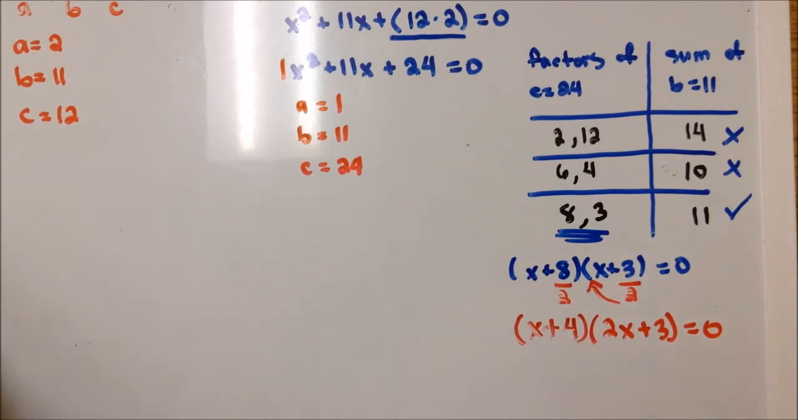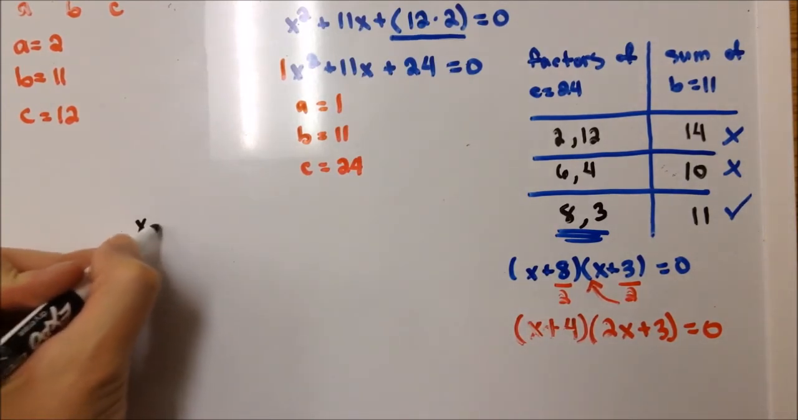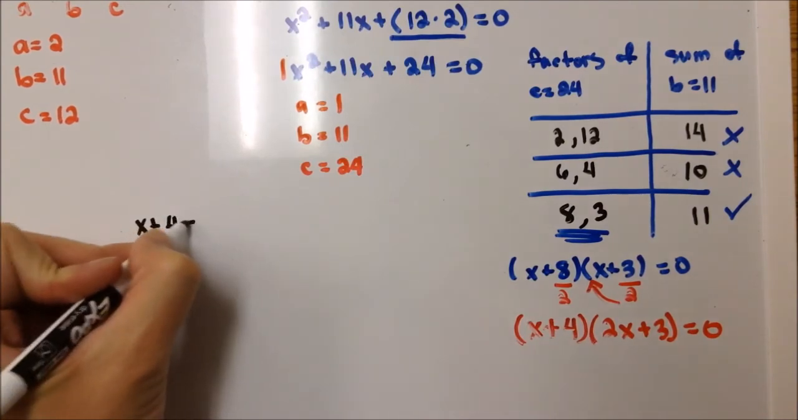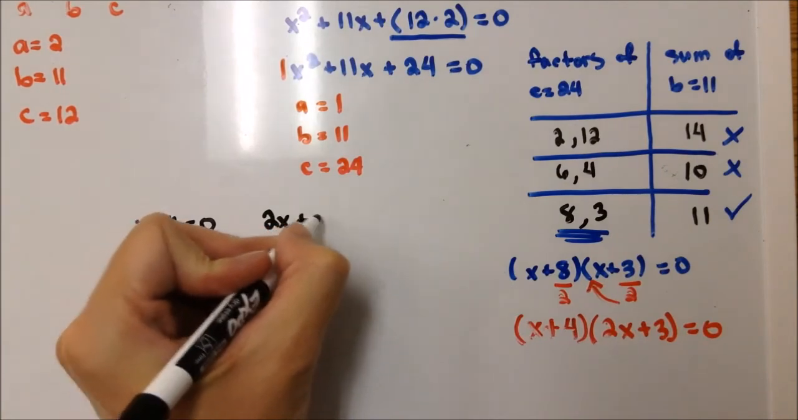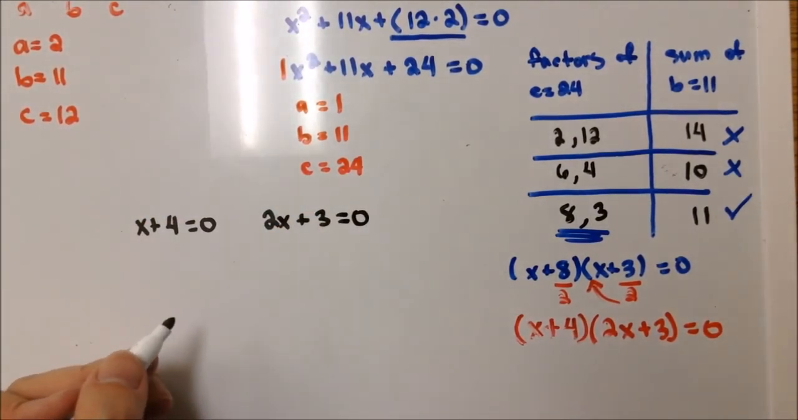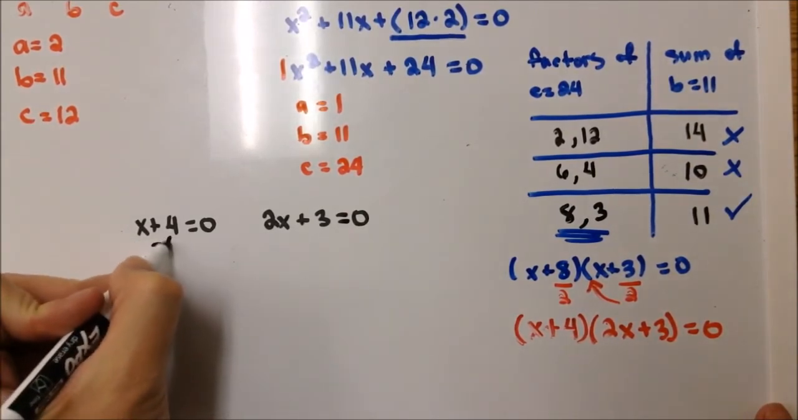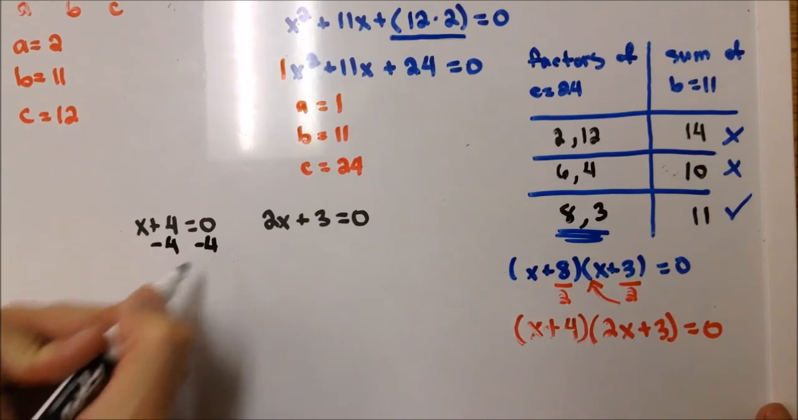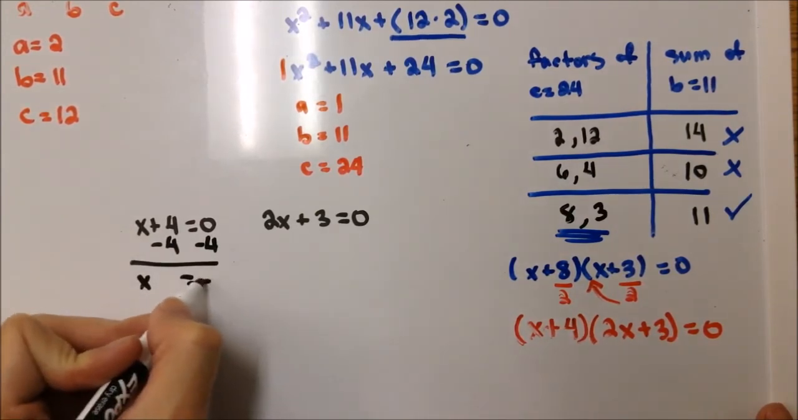Now, we're going to solve for the solution, also known as finding a zero. So I'm going to bring it over here. x plus 4 equals 0, and 2x plus 3 equals 0. So what we're going to do is solve for x. Over here, positive 4, so subtract 4 from both sides. So x equals negative 4.